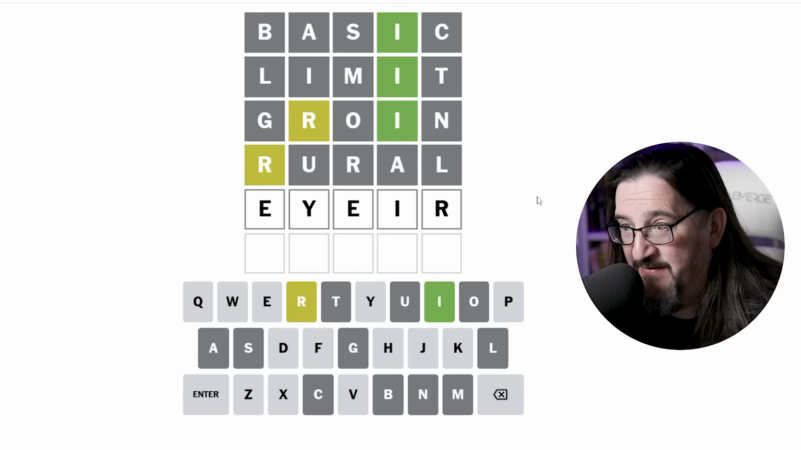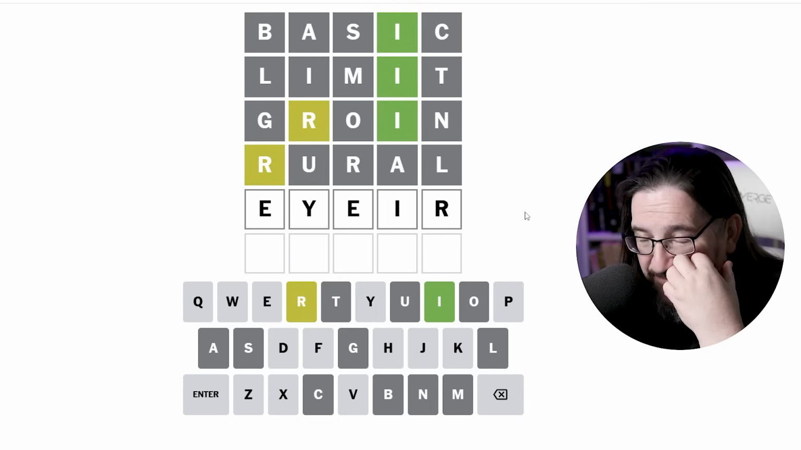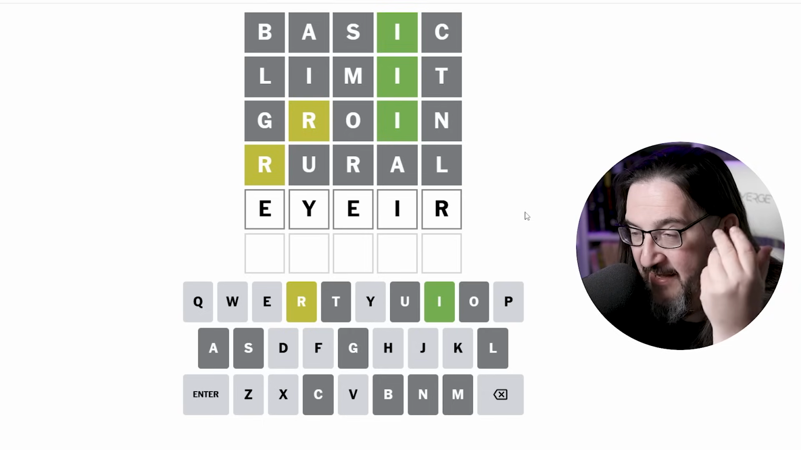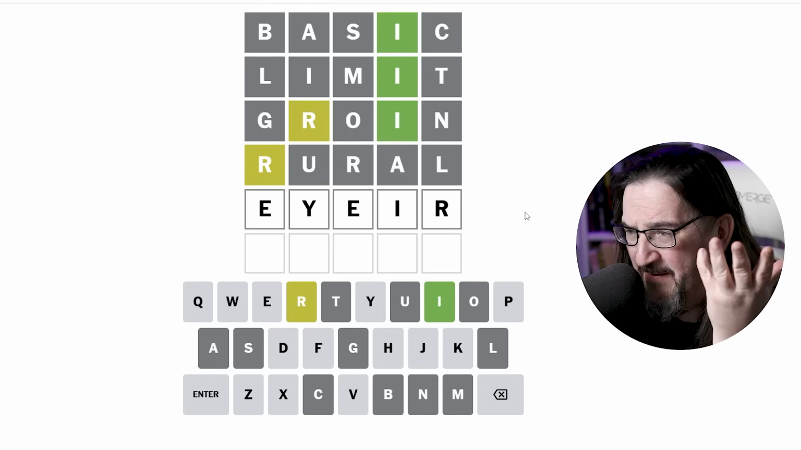All right, this is 90% not in the word list, but I feel like I've heard this word. Is the answer to today's puzzle word ire? No, not in word list. Okay. I just felt like I heard that. Or something close to it. So I suppose there's a possibility here.